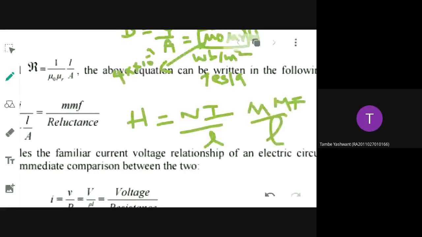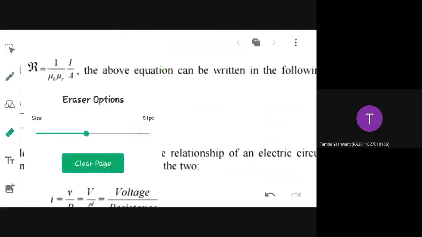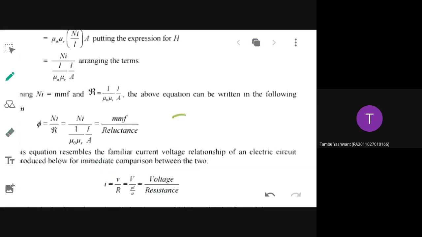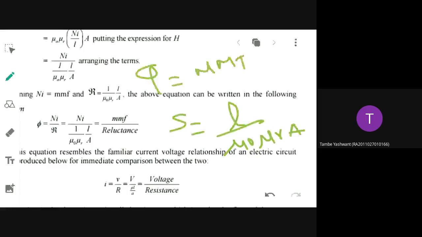Okay. Now finally one more formula you need to remember. That is the reluctance formula. What is reluctance? L divided by mu naught mu r A. And phi is also equivalent to MMF divided by reluctance, which is equivalent to Ni divided by S. Okay, all these formulae, how to remember? Have you taken note?